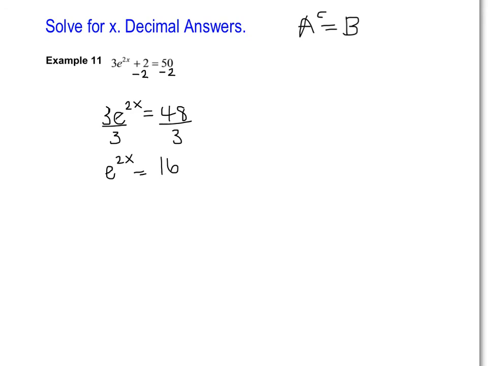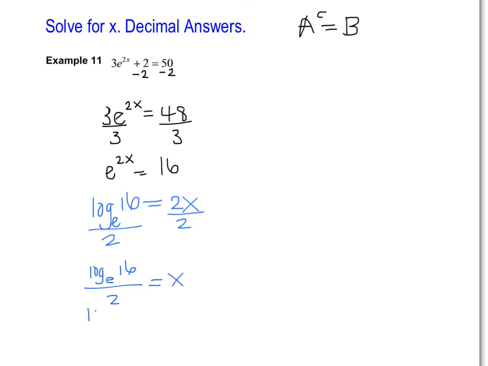Now I can start the whole process of I'm going to write this in log form. So log base e of 16 is 2x. And then solve for x by dividing by 2. So that one just had a little bit more work before we could switch to log form. Sorry, I was trying to write at the same time I was talking there. I do want you to rewrite log base e as the natural log. So this is the natural log of 16 over 2. If we put that in our calculator, we'll get 1.386.